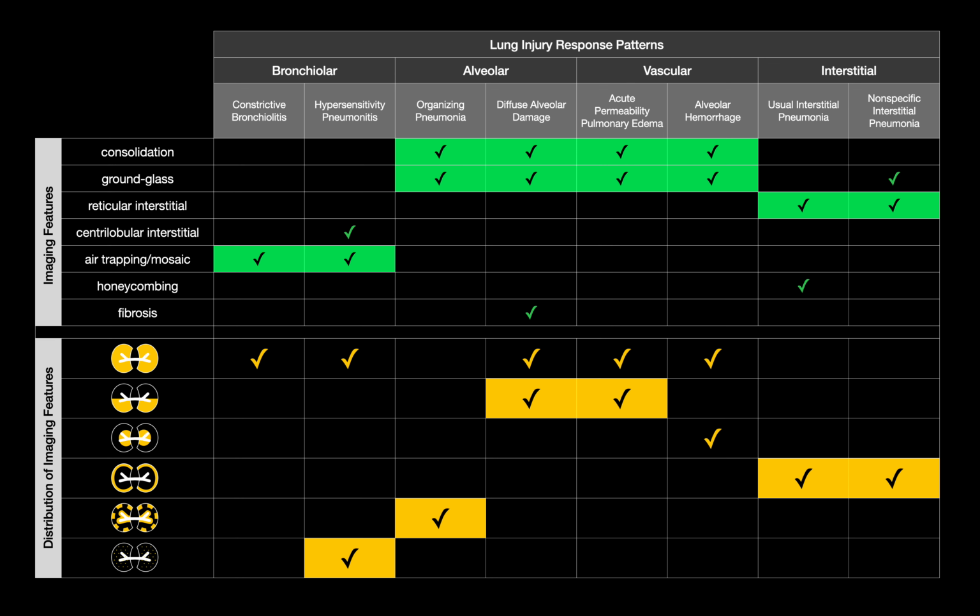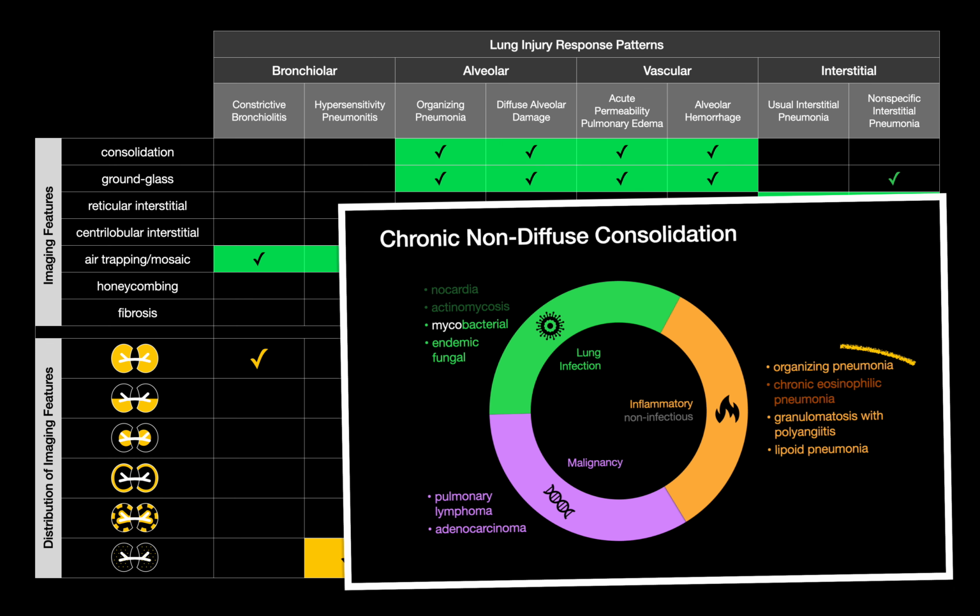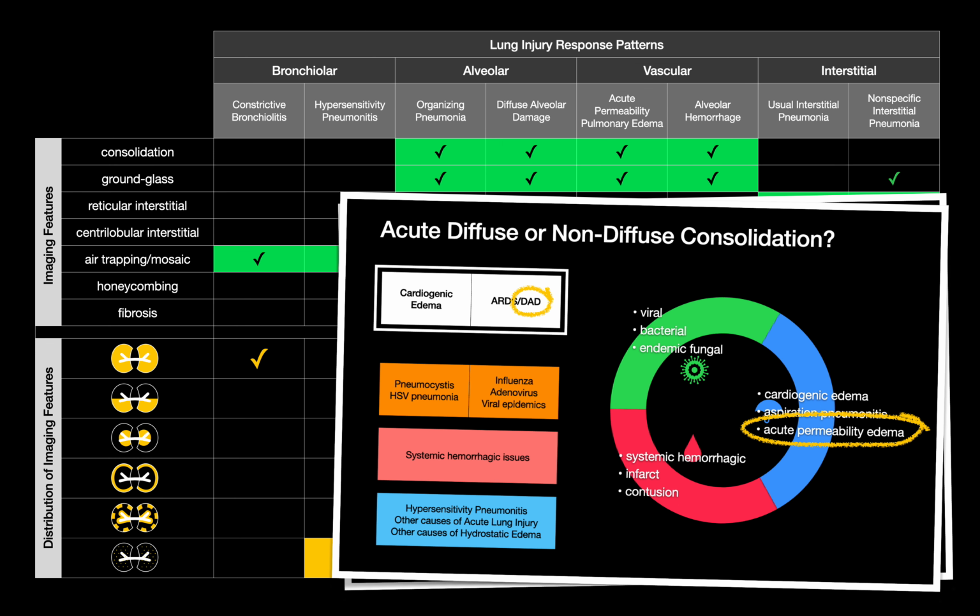And guess what? We've actually been preparing you to handle all of these diagnoses all along since our introductory round of chest radiology essentials lectures. In our essentials talk on mosaic attenuation pattern, for example, we prepared you for diagnosing constrictive bronchiolitis and HP. In our essentials talks on consolidation, we prepared you for diagnosing organizing pneumonia, diffuse alveolar damage, acute permeability pulmonary edema, and alveolar hemorrhage, just like we did on your ground glass opacity essentials talks.